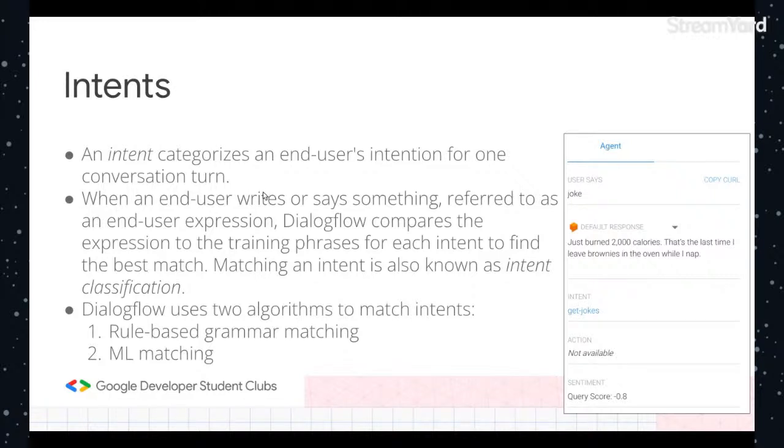Whatever the user says is the user expression, and Dialogflow compares the expression to the training phrases. Whatever you see over here can be considered a training phrase: whenever the user says "joke," it needs to map that to the joke intent. Dialogflow uses two algorithms to match intents, which are rule-based grammar matching and ML matching.